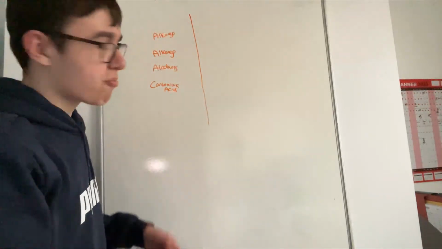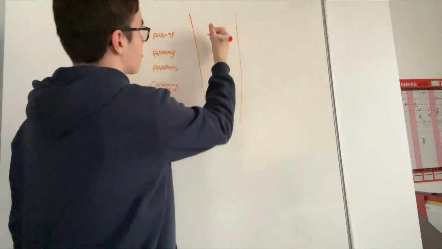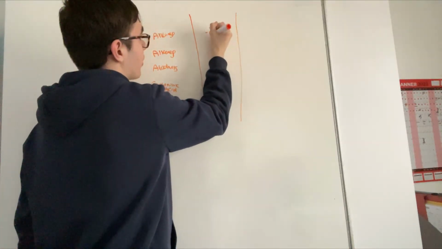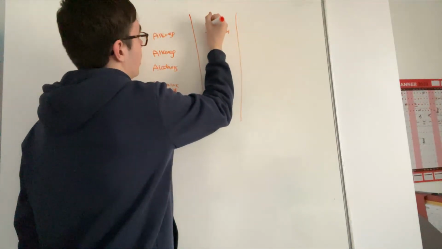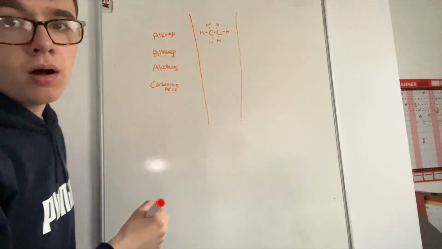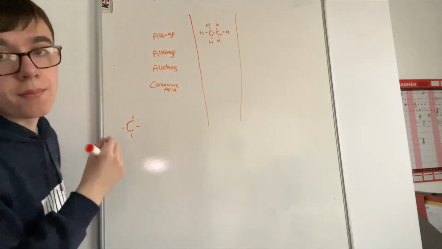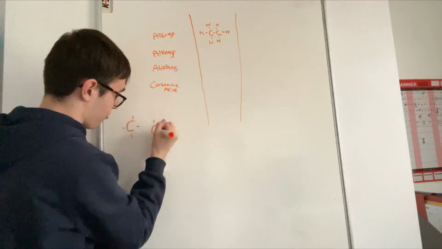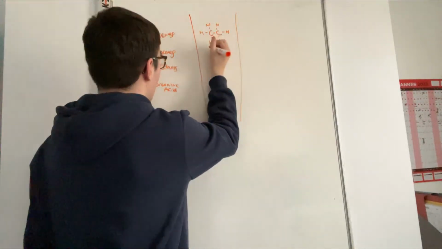Okay, so let's break each one down. Alkanes don't have anything special with them, okay? They're completely generic. This would be an example of an alkane. And remember, each carbon can have 4 bonds. It must have 4 bonds, alright guys? You do understand that, okay.